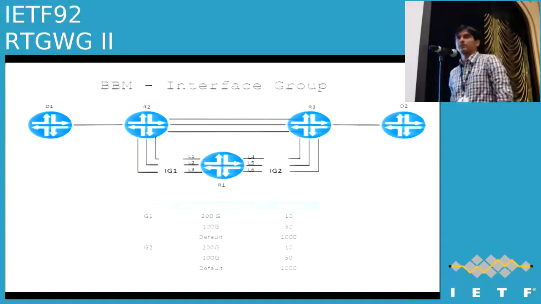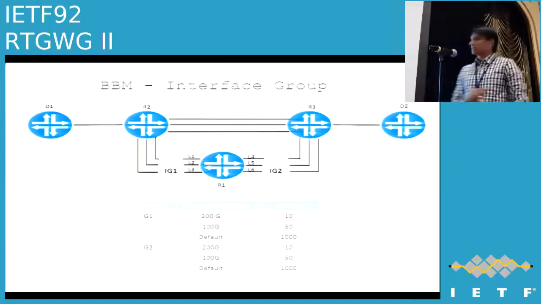The configuration that is displayed here explains that if the cumulative bundle group bandwidth is anything above 300 gig, I want to keep the metric as 10. If it falls to 200 gig, I want to still keep the metric as 10. And if it falls to 100 gig or below, I want to keep the metric as 50. And if it falls below that, then I want to keep the metric as 1000. So the default metric acts as the lowest preferred metric. If your group bandwidth is not satisfying any of the configured metrics, then it will pick the default metric, right? So how does this work?